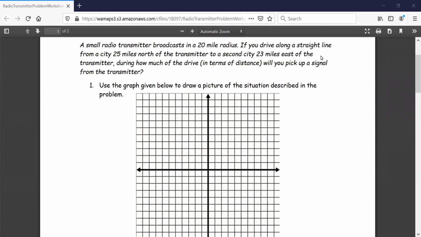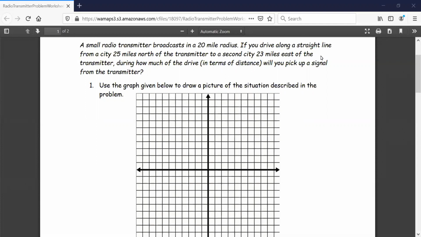But it can also be a very frustrating problem because it's pretty long and there's a lot of details as you work through it. So let's look at an example of it. We're told that a small radio transmitter broadcasts in a 20-mile radius. If we drive along a straight line from a city 25 miles north of the transmitter to a second city 23 miles east of the transmitter, we want to know during how much of that drive, in terms of distance, will we be able to pick up a signal from the transmitter.